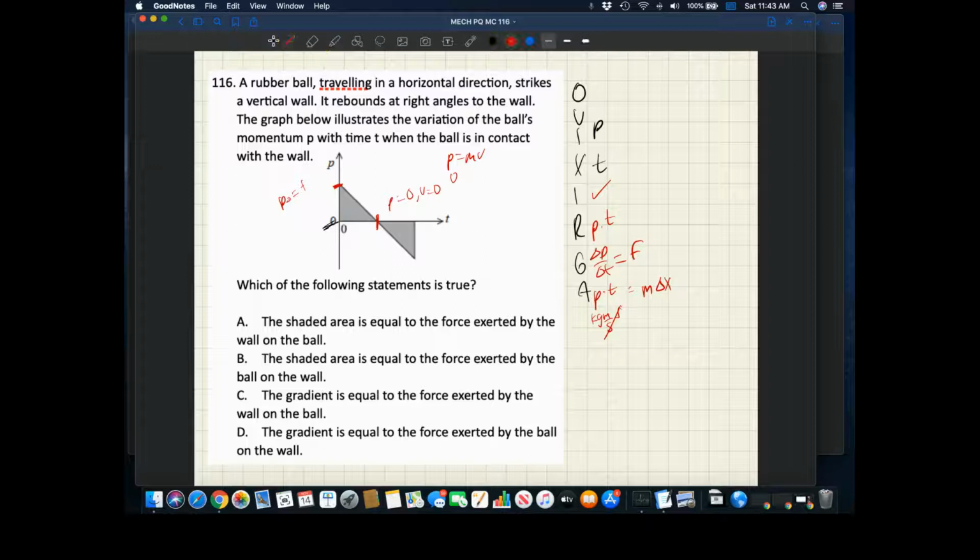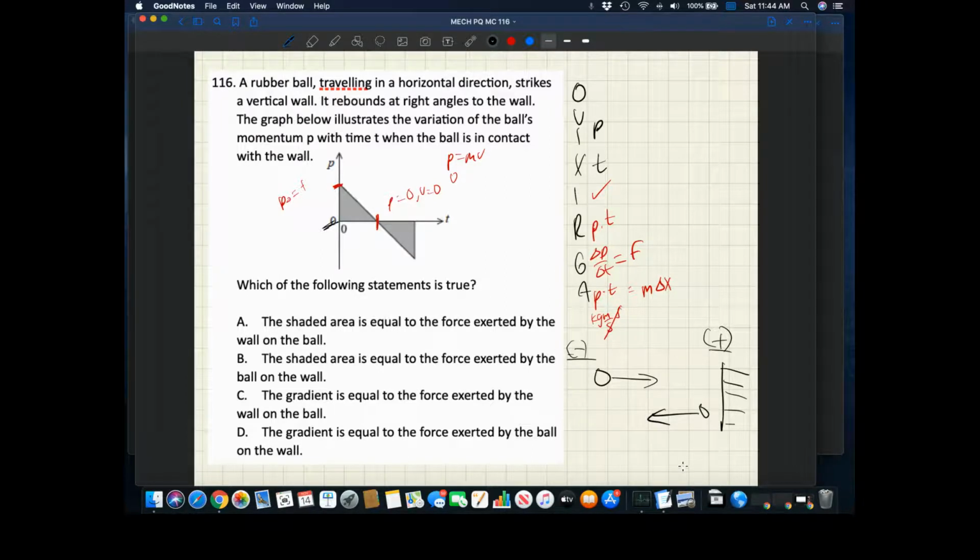So let's take a look at our situation here. We've got positive momentum, so the ball is moving in this direction. If this is the positive direction and this is the negative direction, the ball is moving this way and strikes a vertical wall. We know this because the momentum is positive, which means the velocity is positive. So if it's moving in the positive direction and hits a wall, this must be the arrangement. It rebounds at right angles to the wall, like so.